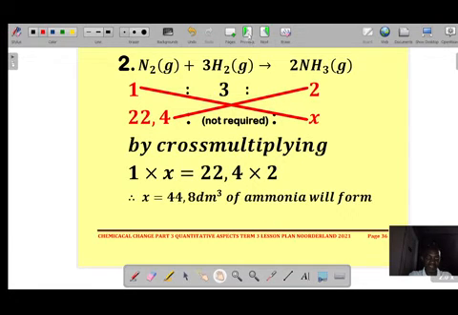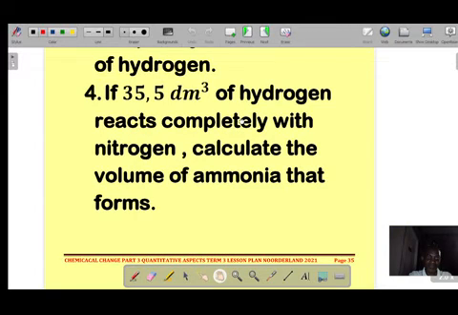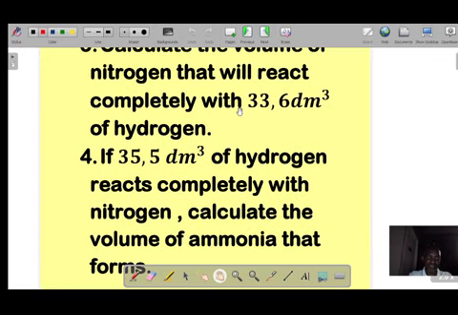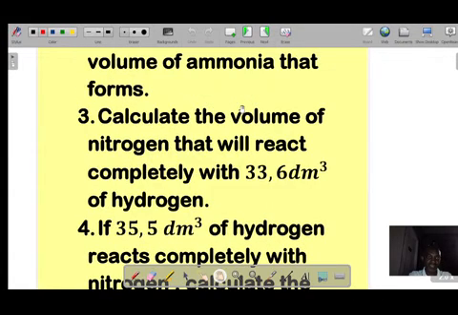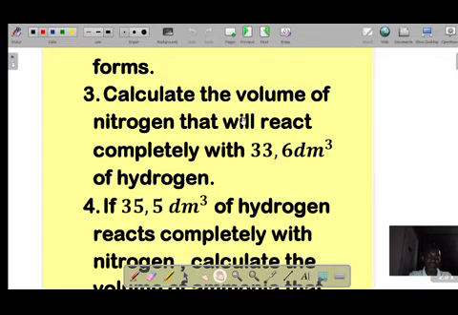Now the other part of the question, that's question 3. Okay, now they say calculate the volume of the nitrogen that will react completely with the 33.6 decimeters cubed of hydrogen. So this time I'm dealing with nitrogen and hydrogen. I want to see which volume of nitrogen is going to react with 33.6 decimeters cubed of hydrogen. Let's check it out.